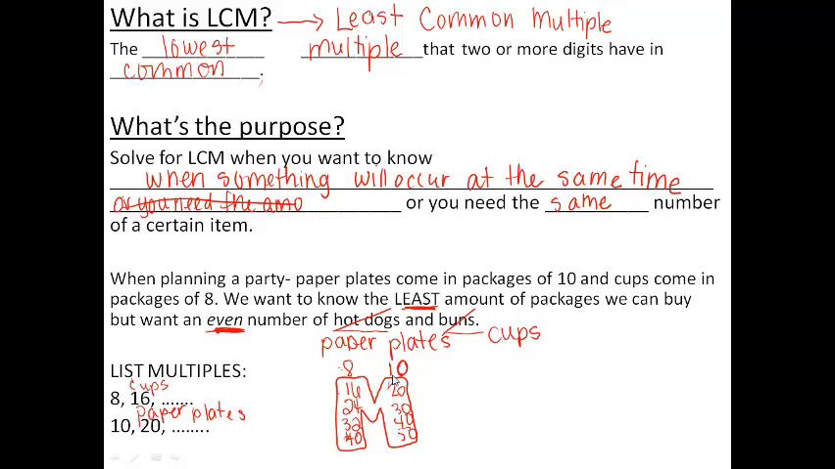So 8, is there an 8 over here? No. 16, is there a 16 in this list? No. 24, not a 24 over here. 32, there's not a 32. 40, oh, I see a match. 40 and 40. It's the first one, or the lowest number that they have in common. That's going to go right in the middle here. 40. That is the least multiple that they have in common, or the LCM.